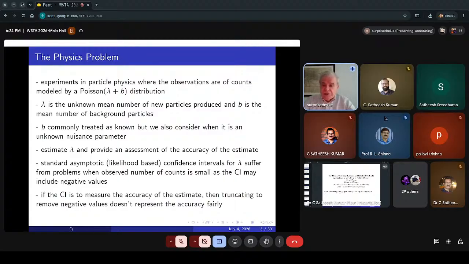Now, we know that lambda is greater than or equal to 0, so negative values are not possible, right? So what do you do in a context like that? Well, one thing that people would obviously think to do is to truncate the interval. But then if you think of the length of the confidence interval as being a measure of the accuracy of the estimate, which will be the MLE, it doesn't represent that accuracy properly, right? Because you've truncated part of the interval.